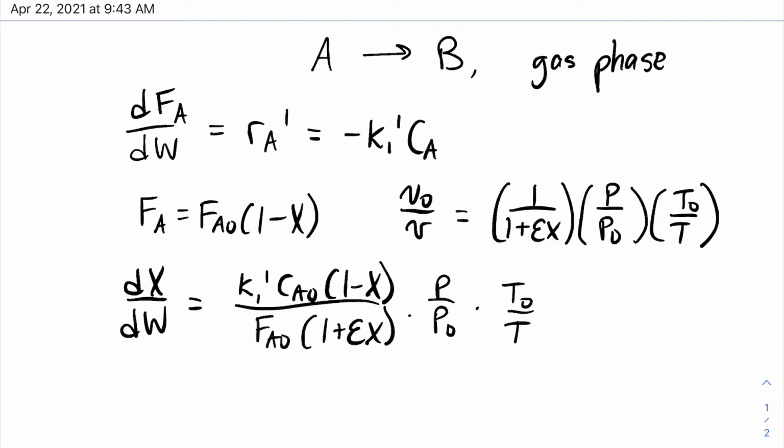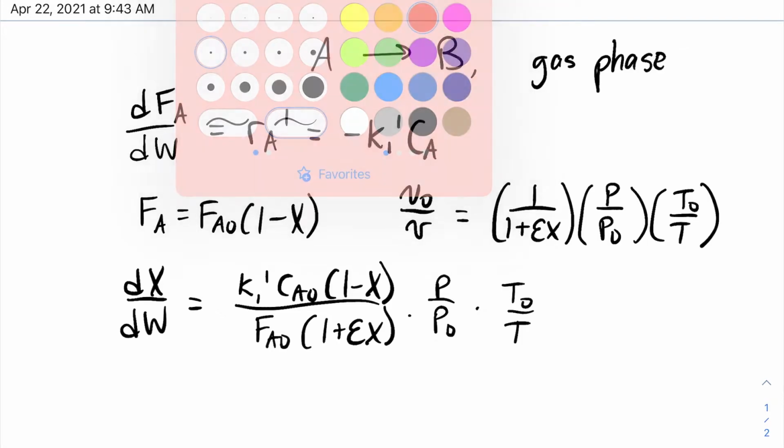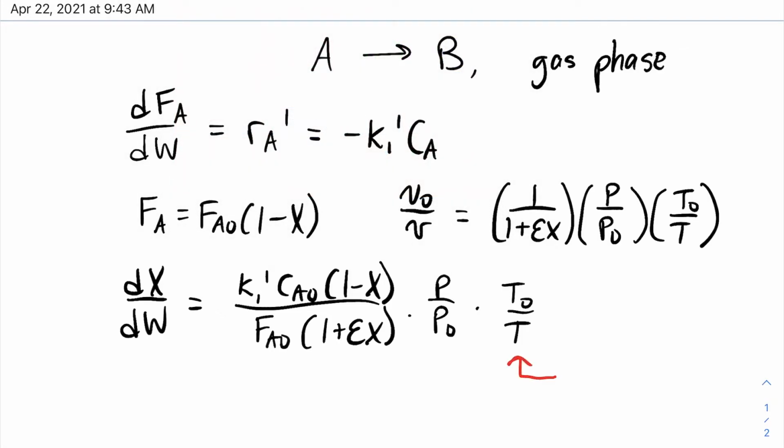And we have talked a lot about how to deal with the T0 over T in non-isothermal operation, but we haven't done too many examples looking at how to deal with the P over P0 when it's not isobaric. And so we're going to look into that now and how we would incorporate a P over P0 expression to solve for the conversion over the catalyst weight.